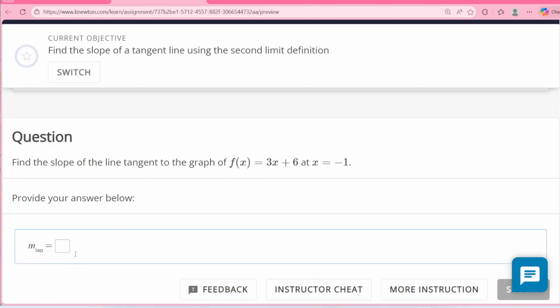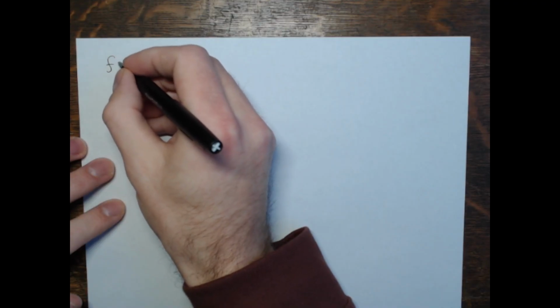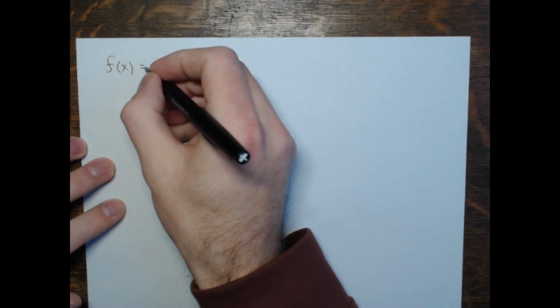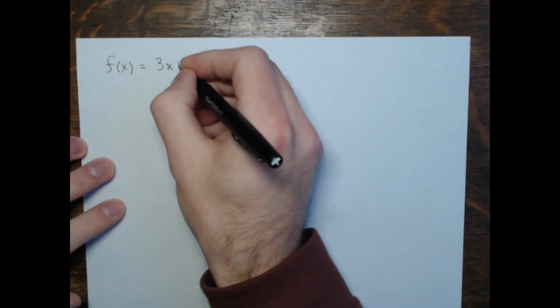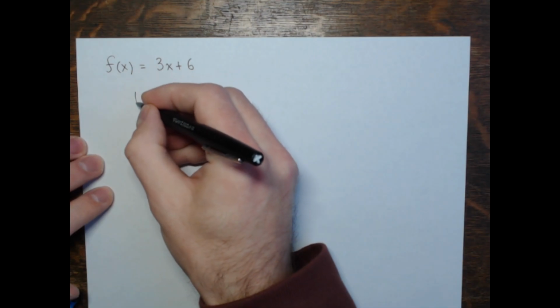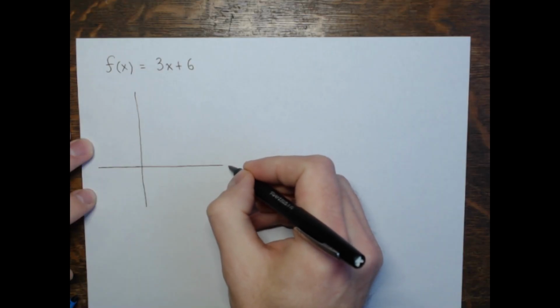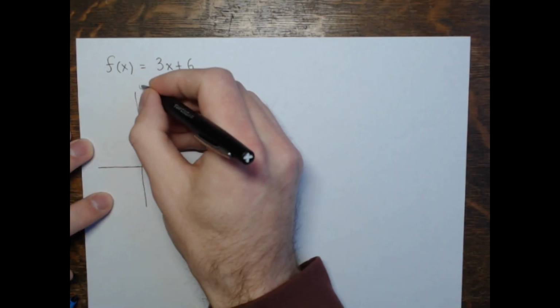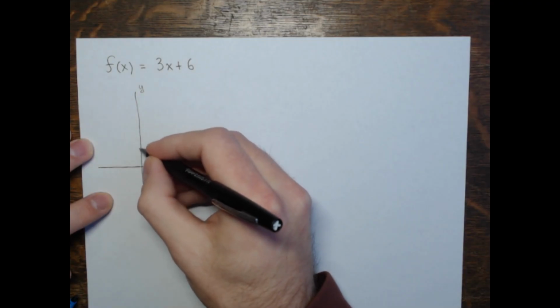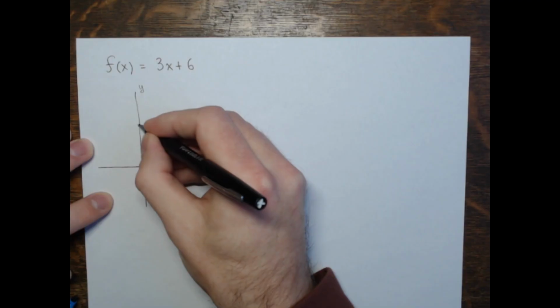So what we'll end up seeing is that the slope of any tangent line, even the tangent line at x equals -1, will be 3 as well. And I'll draw a little picture of that. We're given here the function f of x equals 3x plus 6, which is pretty easy to graph. It's just going to be a line with a slope of 3 and a y-intercept at 6. So here's 0, 6.